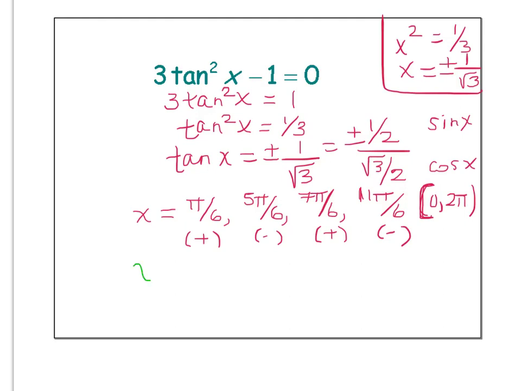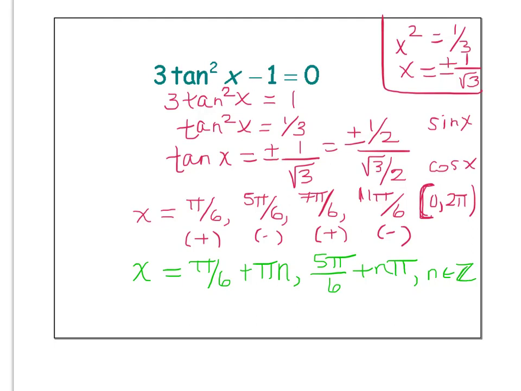So for the general solution, I can write this as pi over 6, I get positive tangents, plus every pi in radians, I get to another positive tangent with a reference angle of pi over 6. It also happens at 5 pi over 6, plus every n pi. I realize I just said pi n, but that's fine. And as long as n is an integer, then we have captured all of the possible radian measures between negative infinity and positive infinity.